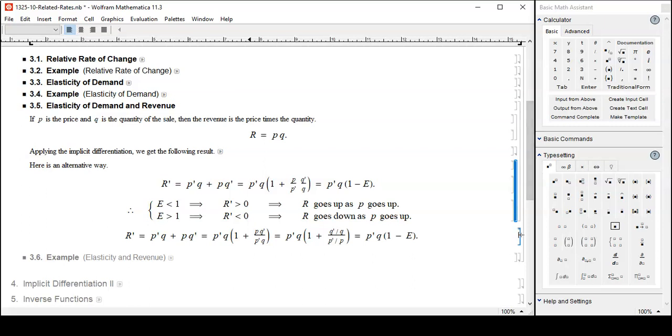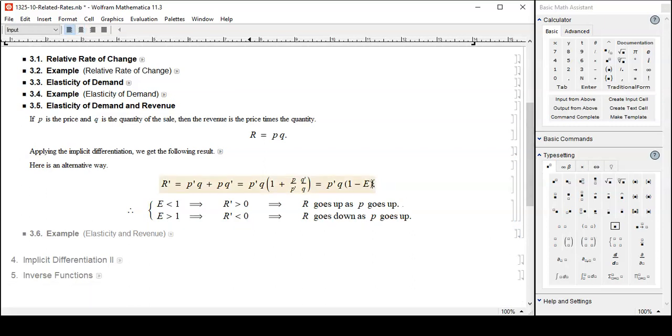Here's a summary version, by the way. The very same thing is here. And let's consider the case. E is less than 1, the elasticity is less than 1, so 1 minus E is positive. In that case, when P prime is positive, that is, when price is going up, R prime is positive. The conclusion? The revenue goes up as the price goes up.